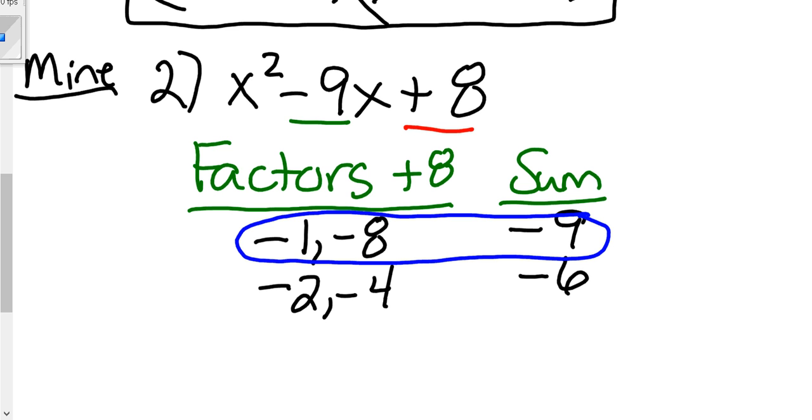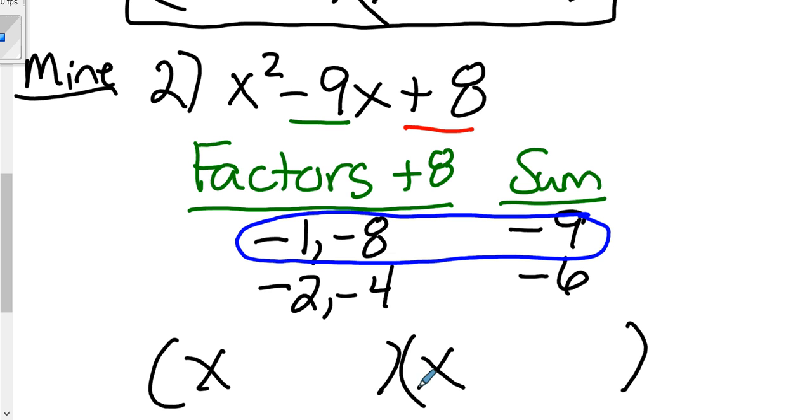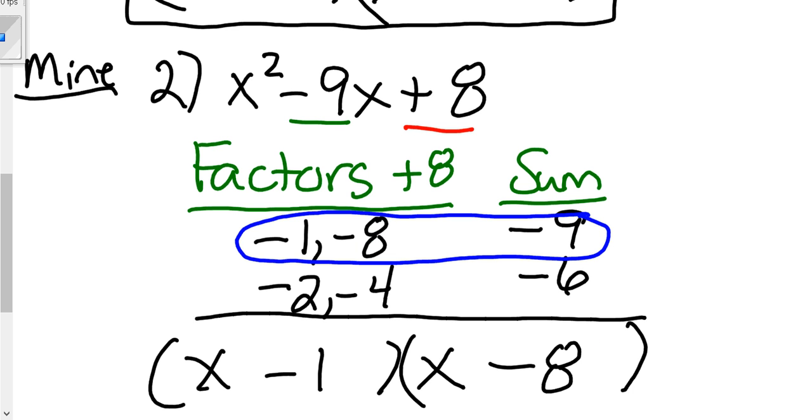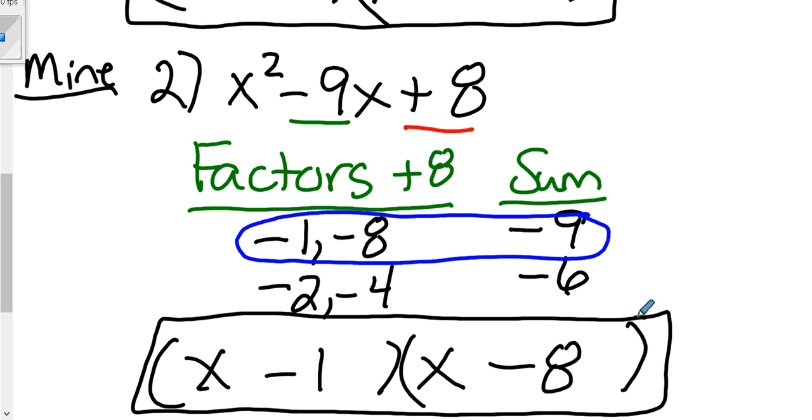Okay. And all we have to do is write out our final answer. So the x's come first, and we just write what we see. Minus 1. And then we see a minus 8. That's it, folks. You don't have to do a whole lot. This is example 2, where B is negative and C is positive. The next video you're going to see is example 3.